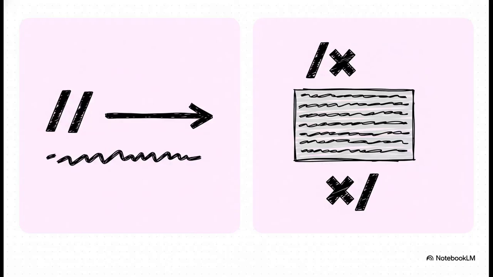C gives you two main ways to do this. If you just need a quick note, you use the double slash. That tells the compiler to ignore everything else on that one line. But if you need to write a longer explanation, you can use the /* */ combo to open and close a comment that can span as many lines as you need.